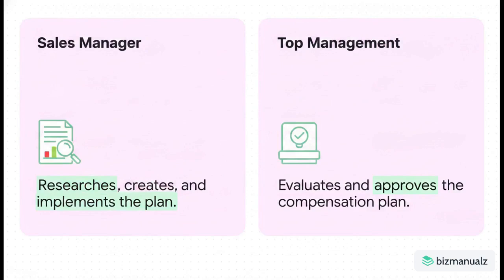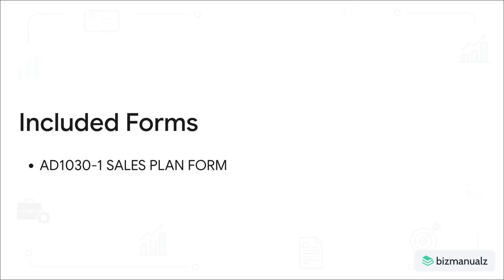It also outlines crystal clear lines of responsibility, so everyone knows their exact role. The sales manager is tasked with conducting research to ensure the plan fits the industry and product line, and then they create and implement it. Meanwhile, top management evaluates and ultimately approves that plan. So there's no stepping on toes, no ambiguity, just a smooth, documented operational flow. And to make execution totally seamless, the manual includes the actual forms, specifically the AD1030-1 Sales Compensation Plan form. This is incredibly valuable because it removes all the guesswork from implementation. You don't have to build the tracking and planning documents yourself. The exact form you need to formalize the structure is right there, ready to use.